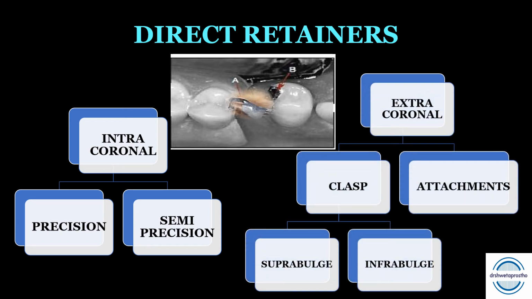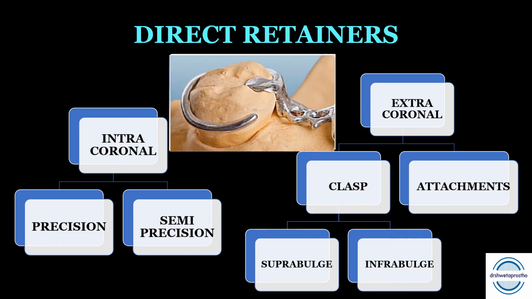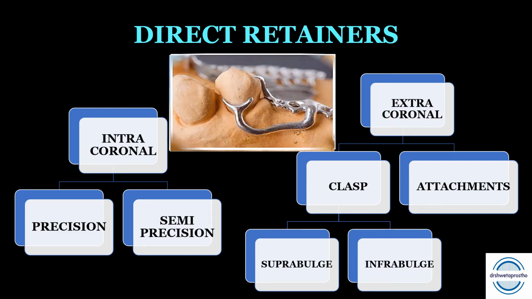The clasp assemblies can be suprabulge or infrabulge depending on the origin. The occlusally approaching clasp or the suprabulge clasp are the circumferential clasp assemblies. The infrabulge or the cervically approaching clasp, they are the bar clasp assemblies.